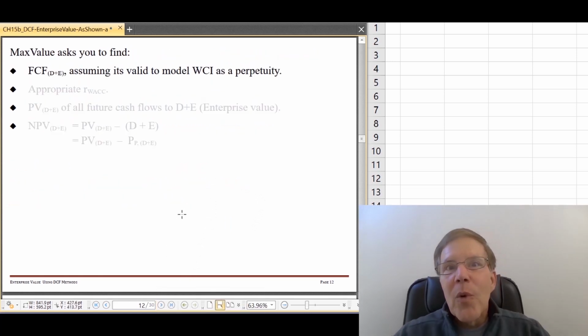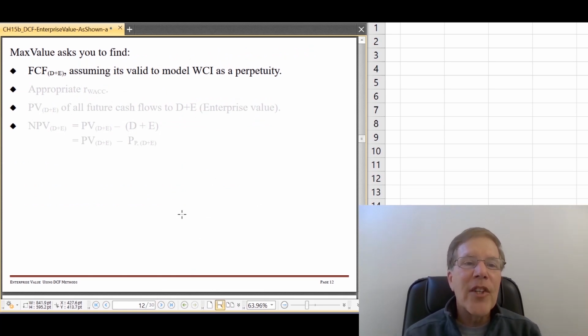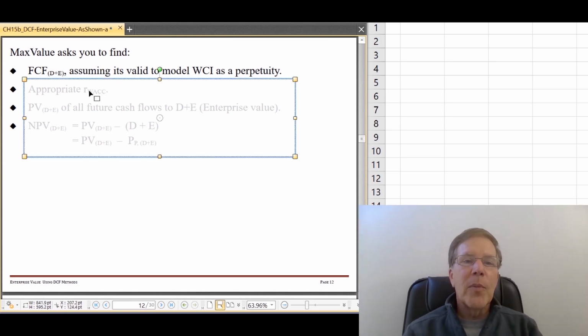Okay, so we are working once again for a managing director at Max Value, and she asks us to find the free cash flow to everybody, assuming that it's valid to model WCI as a perpetuity. So we don't have to worry about year by year. Every year is going to be the same free cash flow if it's a perpetuity. So that's great. That makes our life simpler.